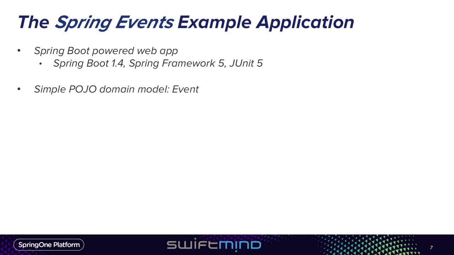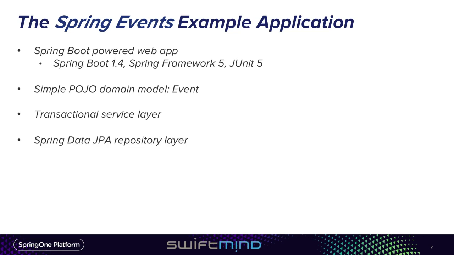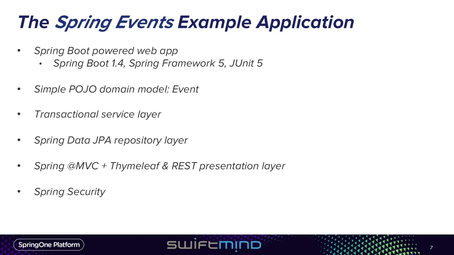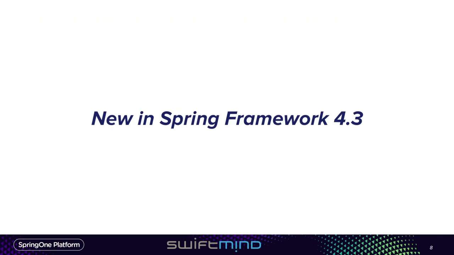So basically, it has a simple POJO domain model with events, a transactional service layer, using Spring Data JPA for the repository layer, Spring MVC with Thymeleaf, and a REST presentation layer, and all this stuff is tested. In addition, it also has Spring Security, and as I mentioned, the recent upgrade to JUnit 5. So if you're interested in checking that out, you can check out my GitHub account here, S. Brannen, Spring Events, if you want to download it and play with it later on. I actually just saw a tweet this morning. Somebody found it useful and upgraded their own app to Spring Boot 1.4 and JUnit 5, and they said it was successful, so that's good news.